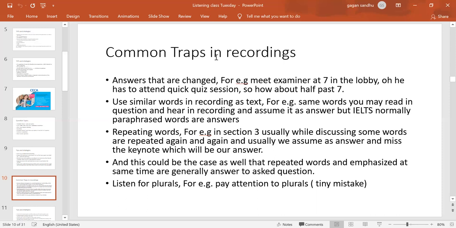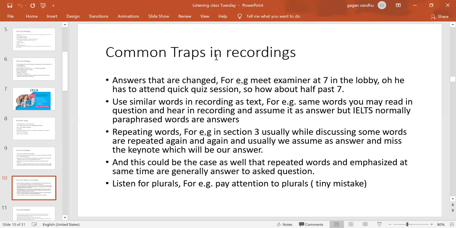Just in case you are concentrating more on that word only, what will happen is that your focus is removed from the real answer. So this is a very common trap again. If you feel like you're hearing the same word and the same word is in the option, probably this is not the right option. So just listen very carefully. Answers are, as I told you, normally paraphrased, except in section 4.